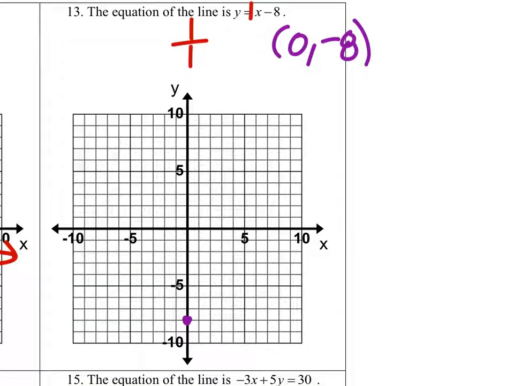So I go up 1, to the right 1. And then up 1, to the right 1. And this pattern repeats. All right, so there's all the rest of our points. All we need to do now is connect them. That'll do.